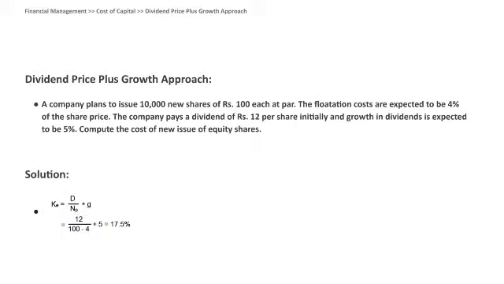As we know, flotation cost and cost of issue is always deducted. Deduct 4 rupees from 100. So 100 minus 4 gives you 96. So 12 divided by 96. The growth rate needs to be added at the end, growth rate of 5%. If you solve this, how much do you get as cost of equity? 17.5%. And that is how you need to do the first part.